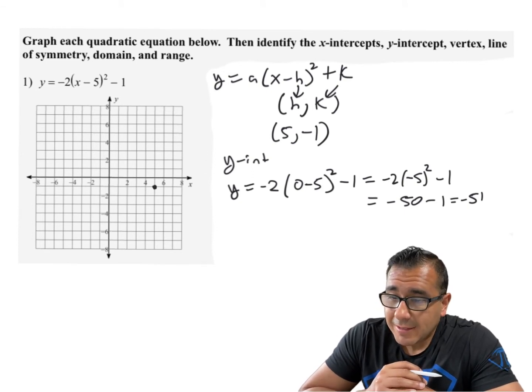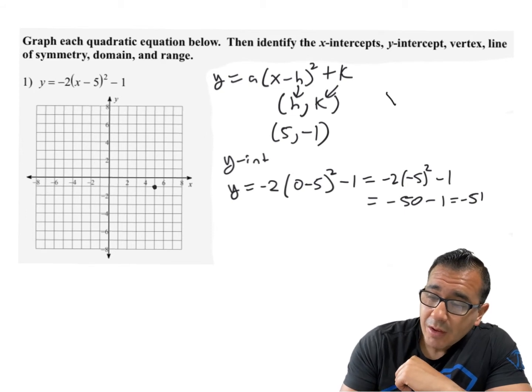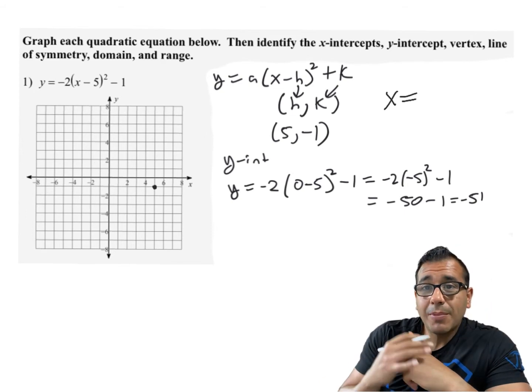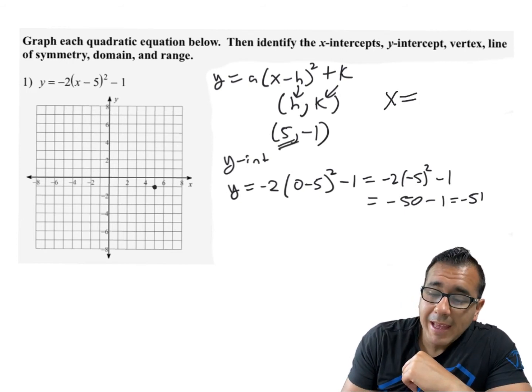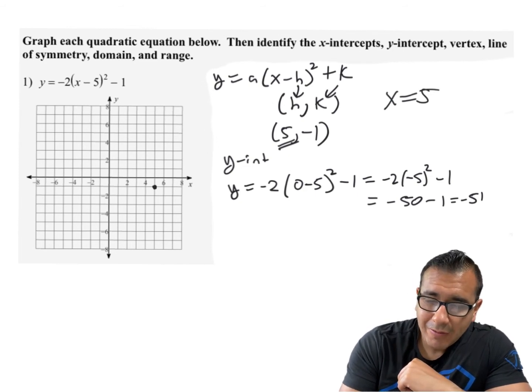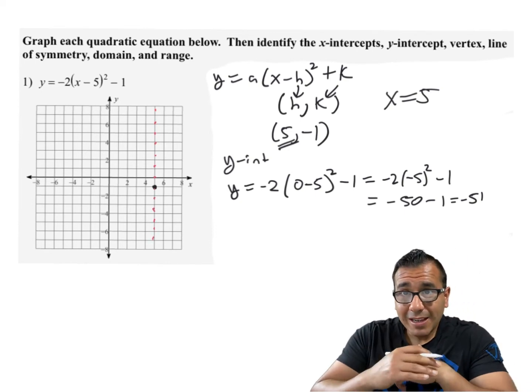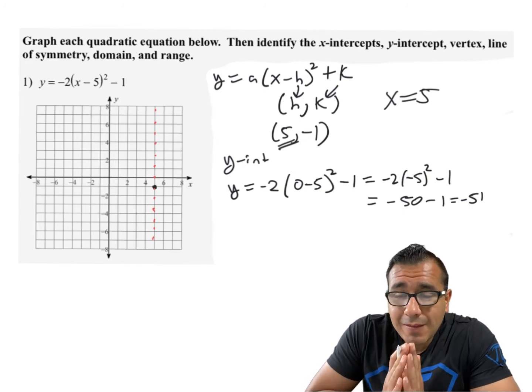All right, what's next? We found the vertex, now the line of symmetry. So for the line of symmetry, all you're going to do is set the equation up x equals, and then grab the x coordinate of that vertex. So x equals 5. So what you have is this invisible line here at 5, and it's going to be like a mirror image. So whatever happens on the left side of that line, you're going to see the same thing happening as a mirror image on the right hand side of that mirror.